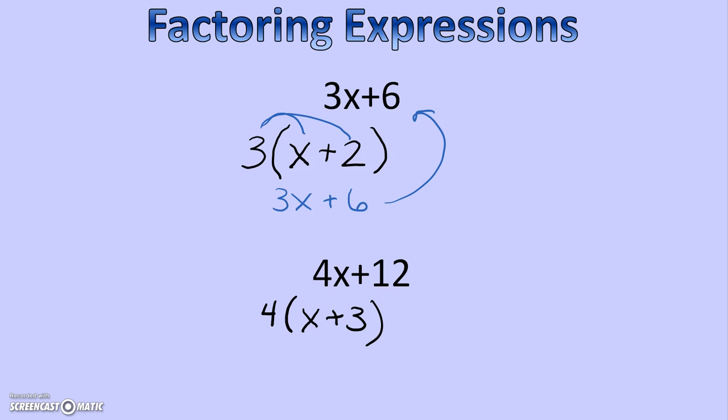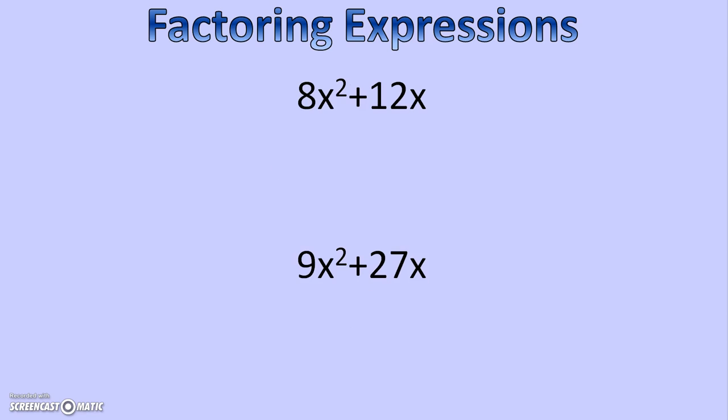Let's go ahead and check our answer. 4 times x is 4x. 4 times 3 is 12. And it brings us right back to our problem. So we just factored, aka backwards distributed, whatever you would like to call it. That is how we factor. Let's move on to another example.